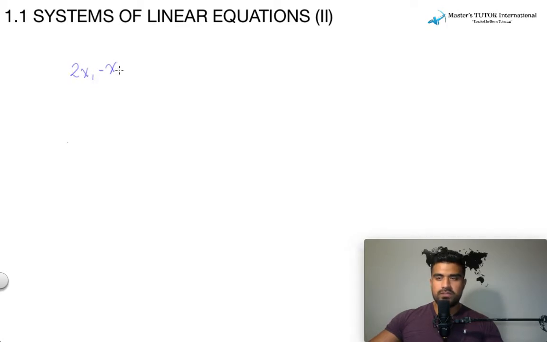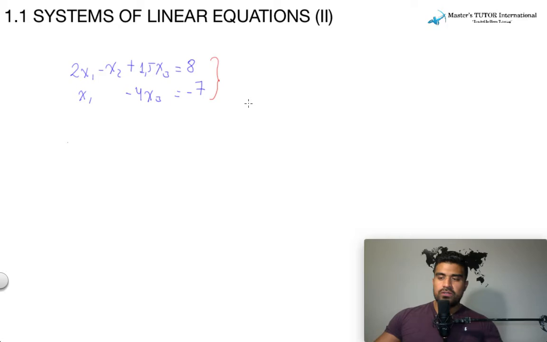2x1 minus x2 plus 1.5 x3 equals 8. And we have this other linear equation, x1 minus 4x3 equals minus 7. Okay, this is a linear equation and this is another linear equation. These two equations together are called a system of linear equations.